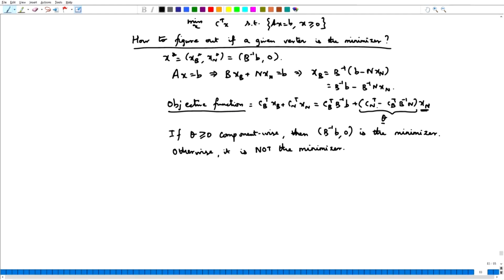Just find Cn transpose minus Cb transpose B inverse n. This is a vector, right. So this is something that you can very easily write down in Python. You just write this down, check if each of the components here is non-negative, and if it is non-negative, then yeah, you have got the minimizer, otherwise you have not got the minimizer.